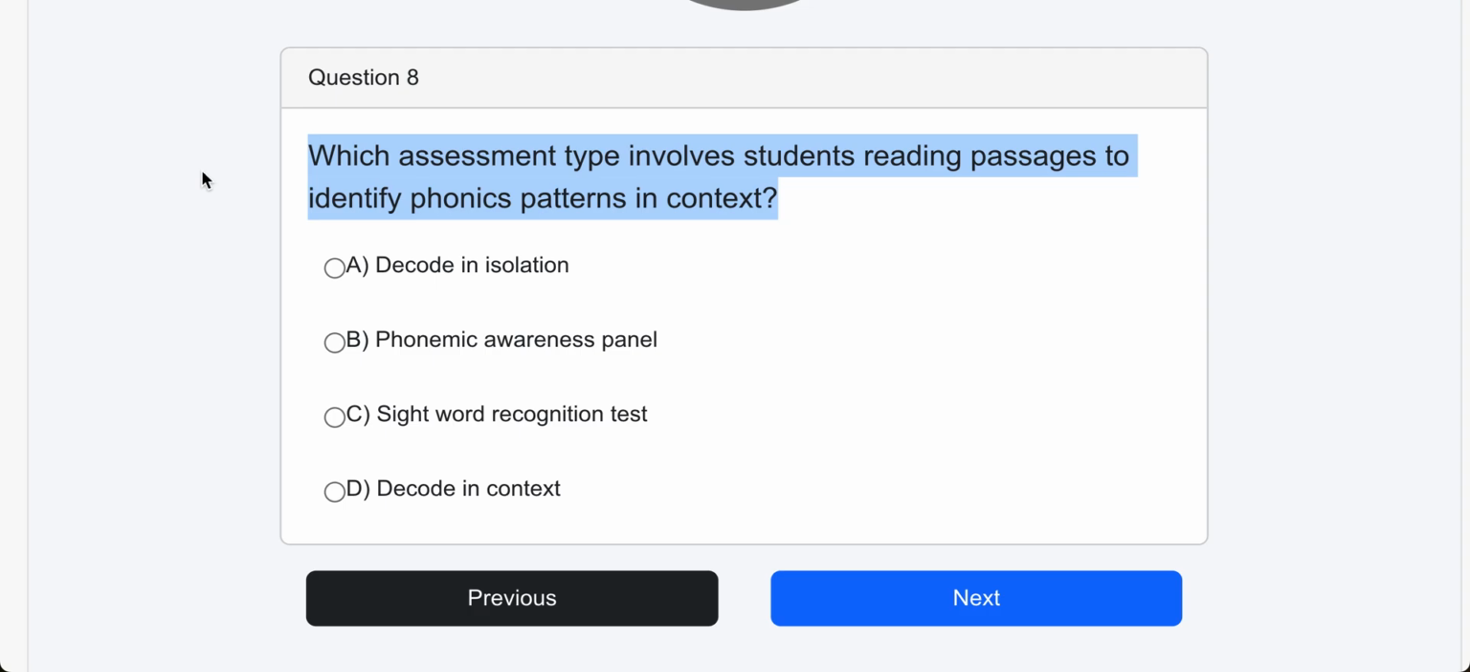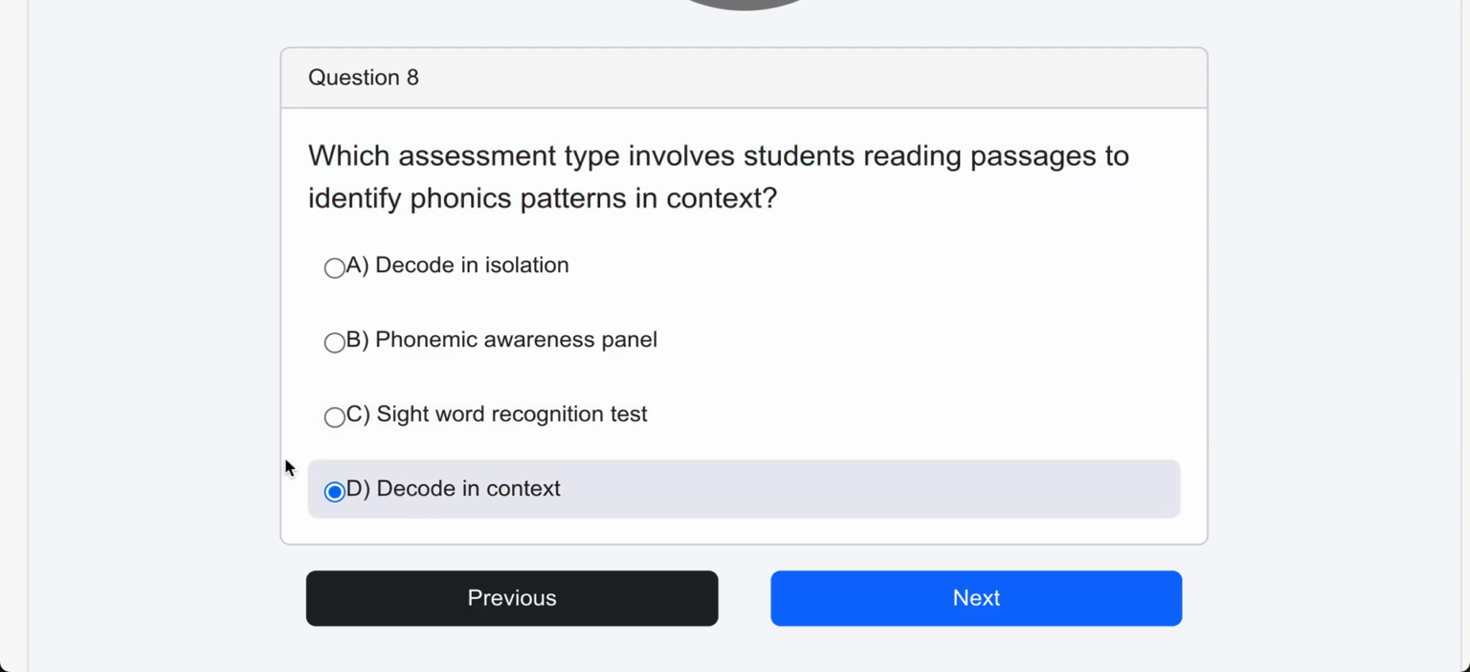Let's go. Which assessment type involves students reading passages to identify phonics patterns in context? We're going to go here and select answer option. Which is it going to be? Take a moment. Is it decoding in isolation? Phonemic awareness panel, sight word recognition test, decoding context. I'm going to go ahead with answer option D, decoding context.